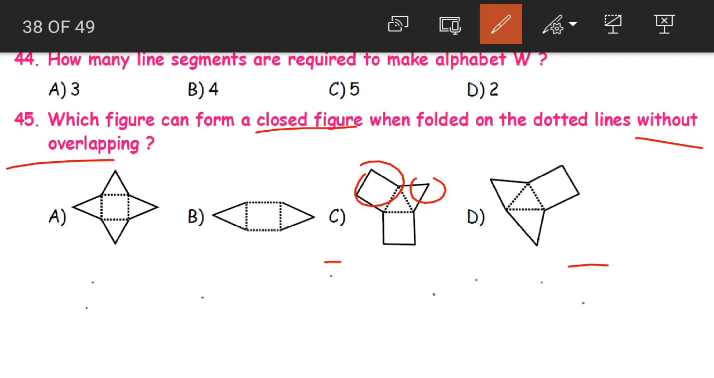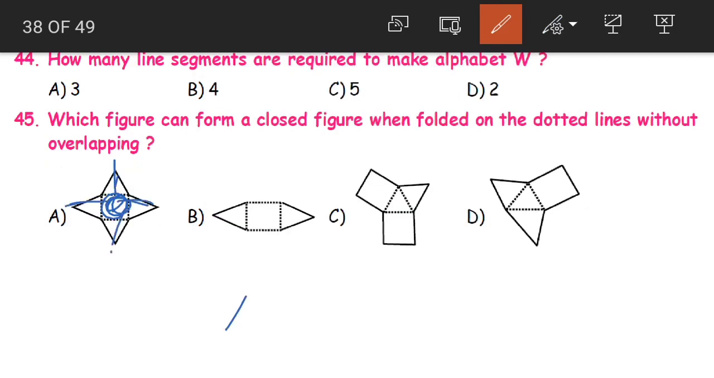Now which of these following 4 options can be done in that way? That would be option A. Understood? When you keep this in the middle and lift up all these 4 sides, it will form into a triangle. Okay, it will form a sort of pyramid shape. You can cut this pattern on a piece of paper and try folding it.